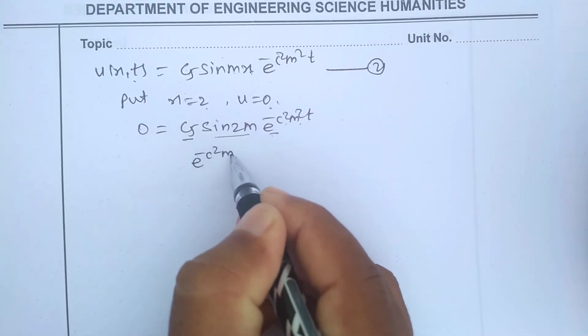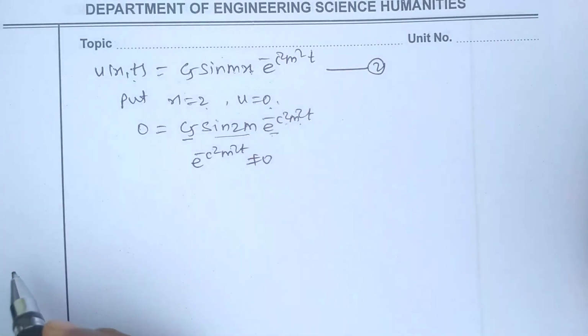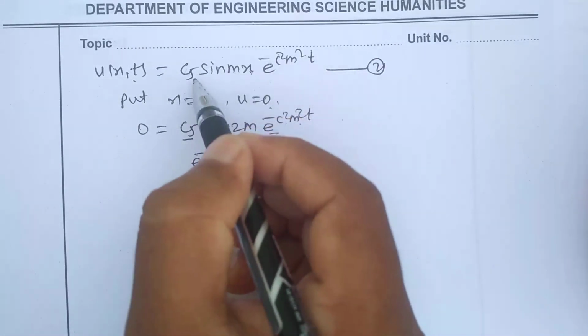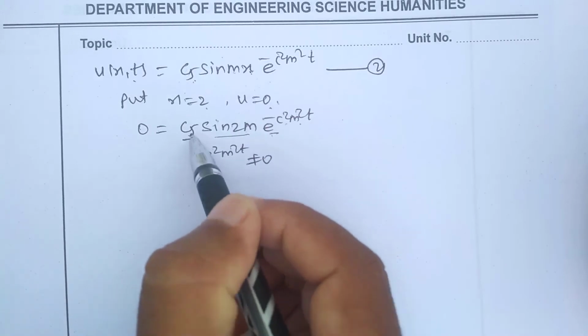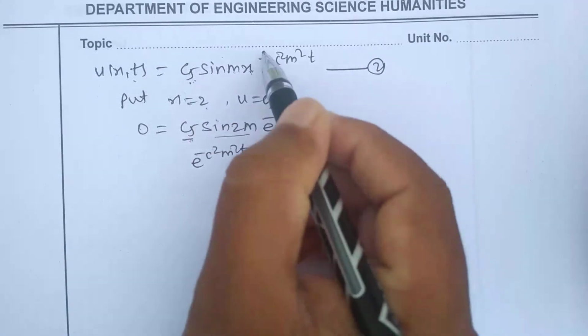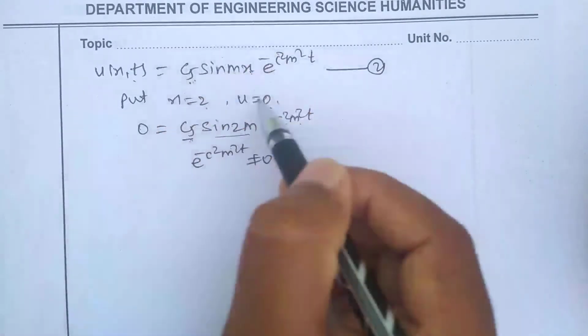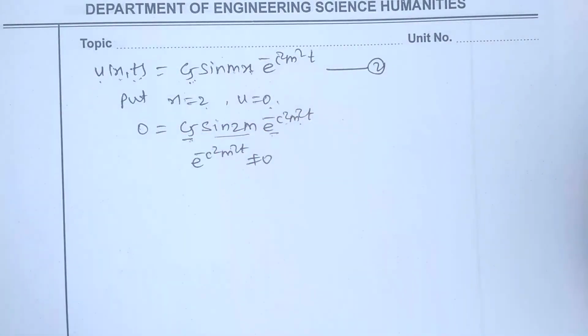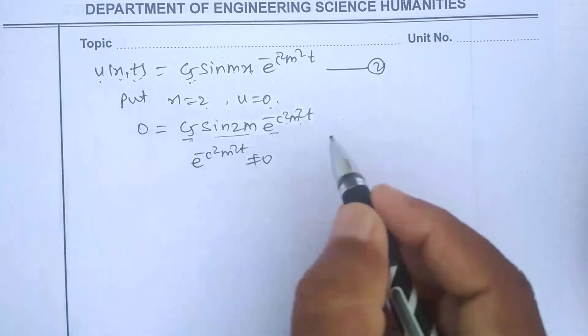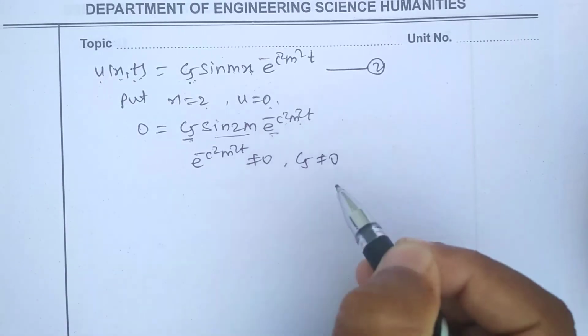e raised to minus c square m square t is not equal to 0. See this equation number 1. c5 also we can't take as 0. If you take c5 equals to 0, c5 is multiplied with this term, so the whole term becomes 0. That means u of x, t equals to 0. We require a non-zero solution, so c5 is also not equal to 0.